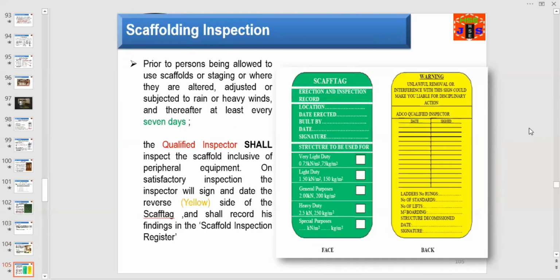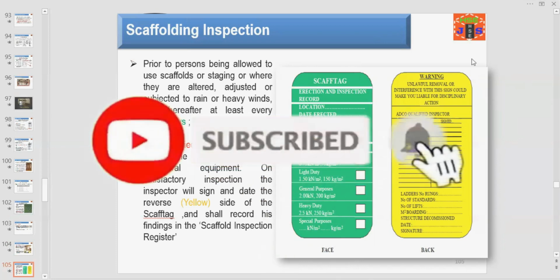Prior to persons being allowed to use scaffolds or staging, or where they are altered, adjusted, or subjected to rain or heavy winds, and thereafter at least every 7 days, the qualified inspector shall inspect the scaffold inclusive of peripheral equipment. On satisfactory inspection, the inspector will sign and date the reverse yellow side of the scaff tag and shall record his findings in the scaff tag inspection register. These are the examples of green and yellow scaff tag.